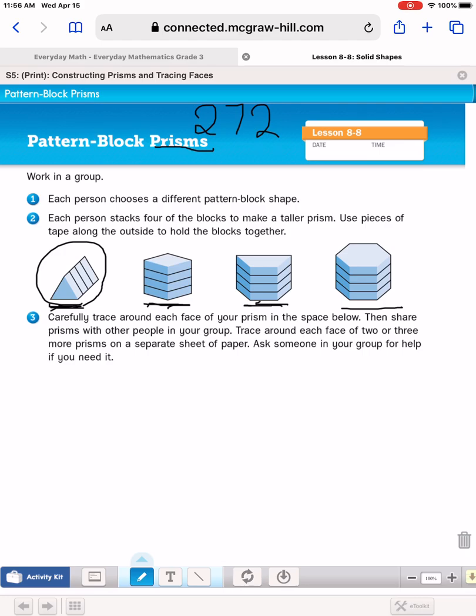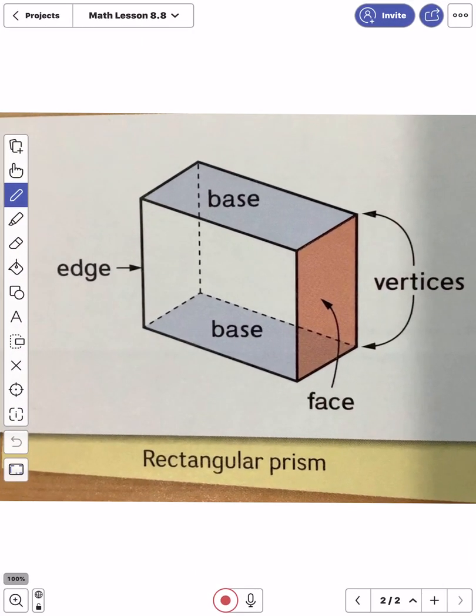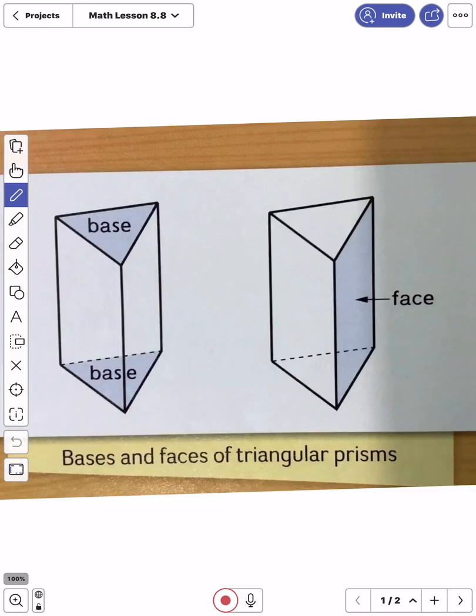Exactly. They used triangles and stacked them up to make this prism. Let me show you this on this page. This is the same thing. If you had stacked triangle pattern blocks up together, it would make what we call a triangular prism. I want you to notice some things about this triangular prism.